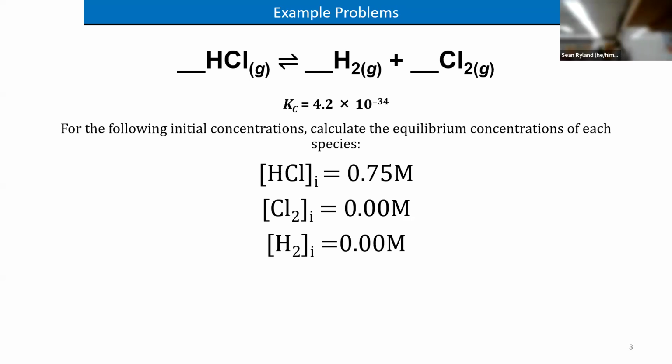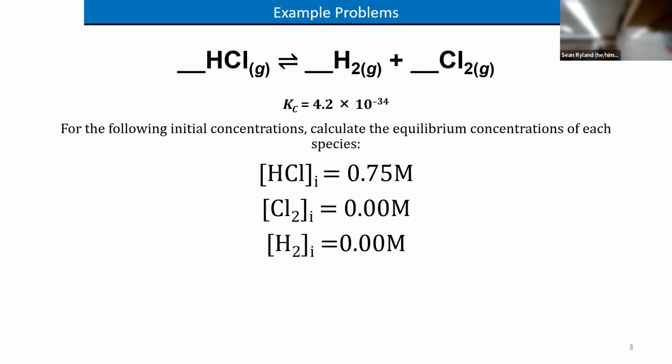Products over reactants. So we have this value for K, 4.2 times 10 to the minus 34, equals concentration of hydrogen times concentration of chlorine over concentration of HCl squared. Why do we square it? Because of the coefficient. Remember, in our equilibrium expression, everything is raised to the power of its coefficient in the balanced reaction.